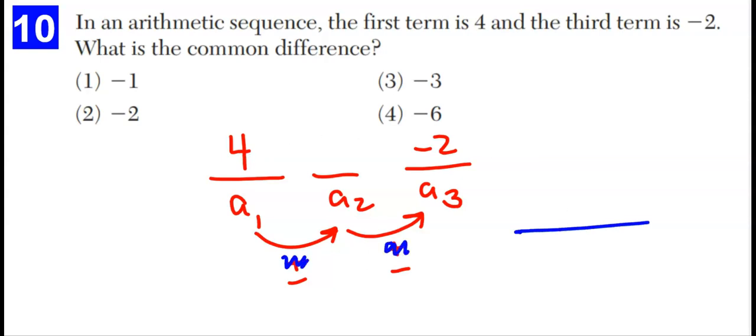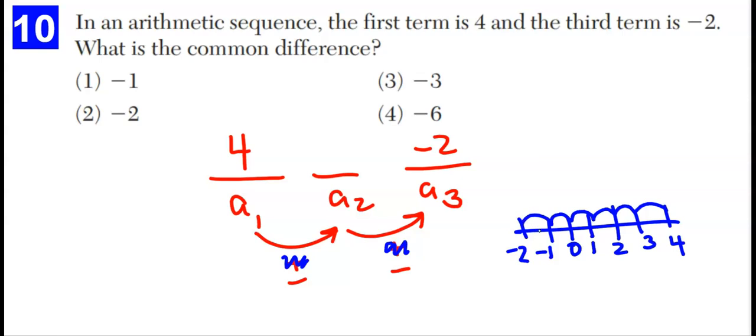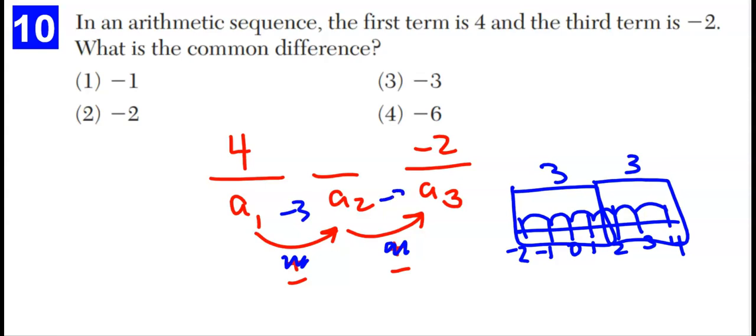And to get on the number line, so 4, 3, 2, 1, 0, negative 1, negative 2. 1, 2, 3, 4, 5, 6. So we need to get 6 spaces in 2 equal jumps. So that must mean I went down 3 each time. 4 minus 3 is 1, and 1 minus 3 is negative 2. It's a difference of negative 3.